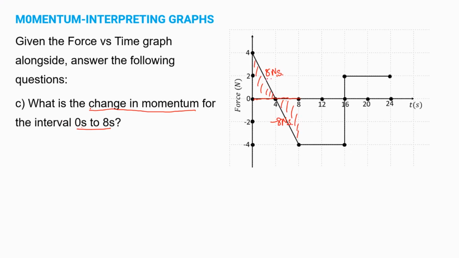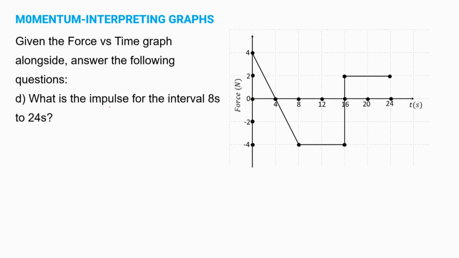So we have this plus this. So it's going to be impulse from 0 to 8 seconds is equal to 8 newton seconds plus negative 8 newton seconds. Then what do you get? You get 0 newton seconds. If you're using the force time graph, area under the graph gives you impulse, or area under the graph gives you the change in momentum. And then D, what is the impulse of the interval 8 seconds to 24 seconds?